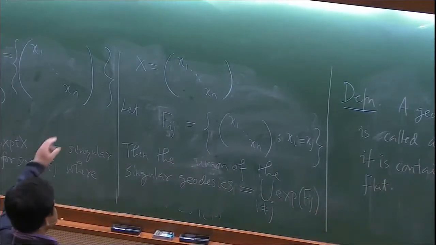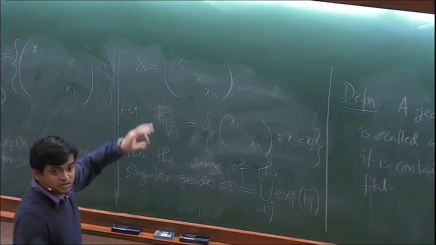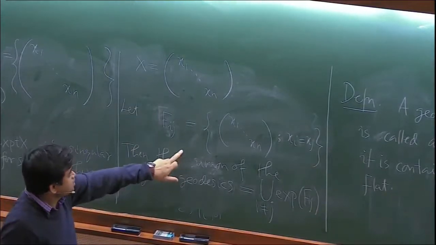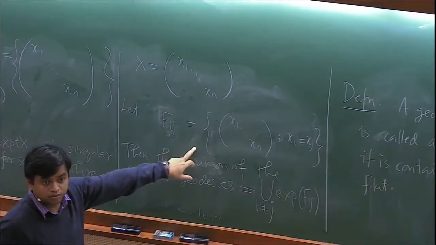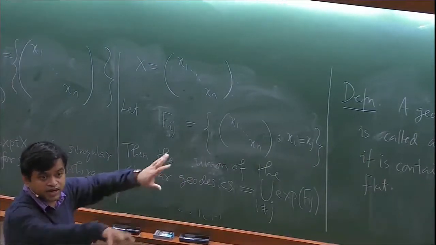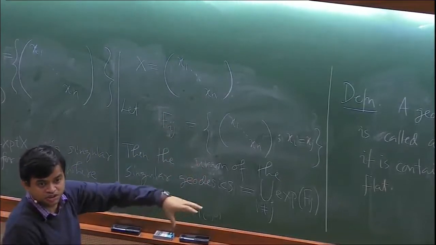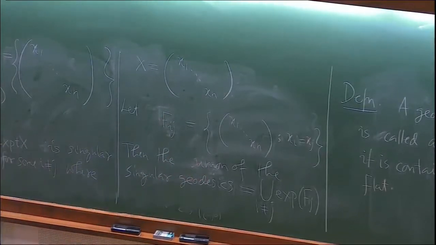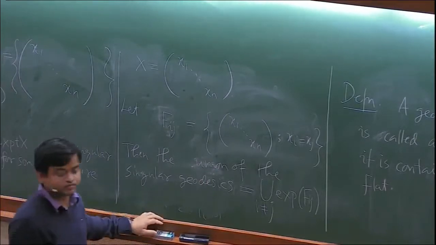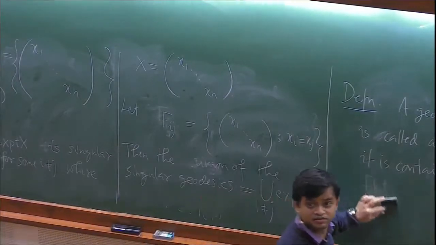In this vector space, we have some hyperplanes. There are n choose 2 hyperplanes. You throw them out, so you have some connected components, and take the exponential map. The image of those things correspond to the Weyl chambers. Does it make sense?